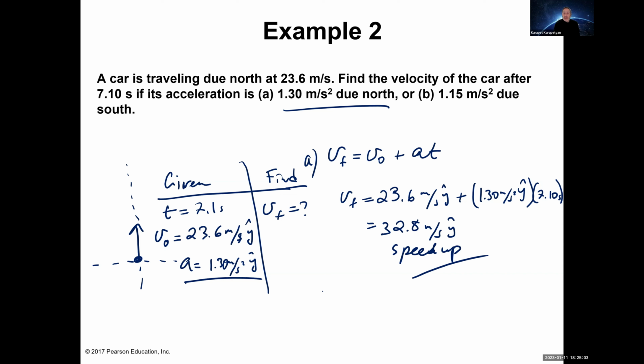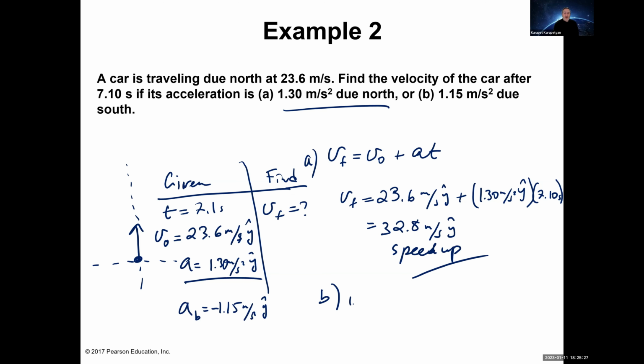Part B then says to take the acceleration as 1.15 meters per second squared to the south. Now, how do I represent that? Would it just be negative? Exactly, negative y hat.